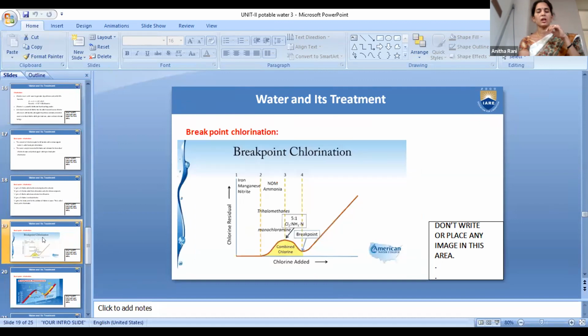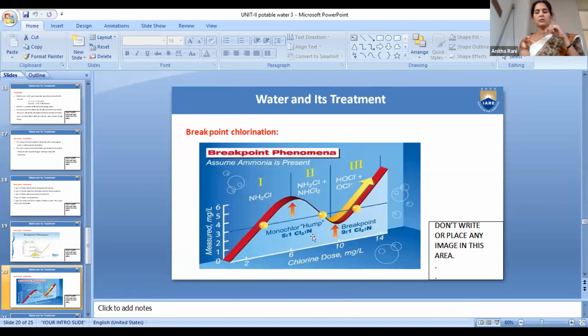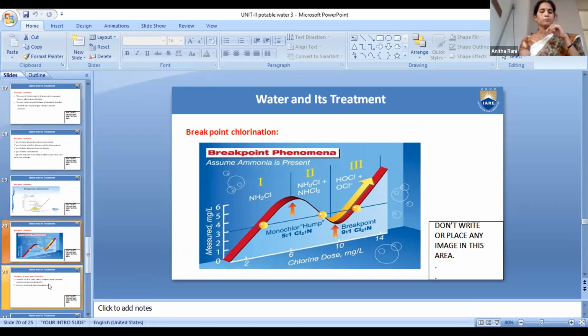So you can see I gave 2 graphs here, you can understand clearly. So this is the break point. If you are adding excess, then it is called residual chlorine.